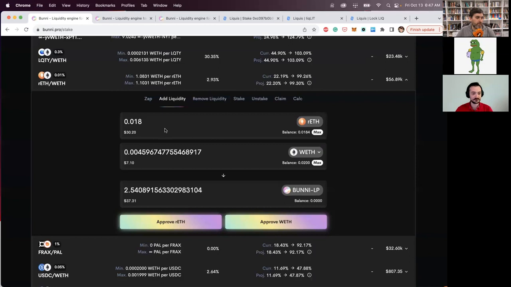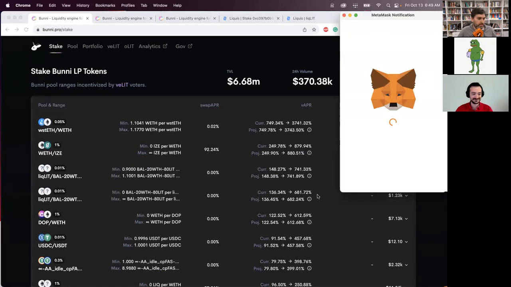That makes sense. Okay, so now we're not going to remove liquidity, of course, because we don't have any liquidity there. We'll talk about the other buttons after that. So the first thing I'm going to do is approve my rETH. I'm sorry, I need to put in my wallet. Oh wait, my wallet is connected? Yeah, it's connected, it's just being slow.